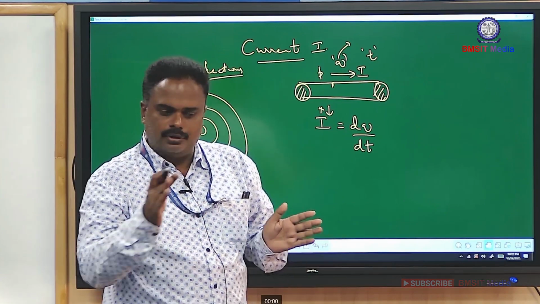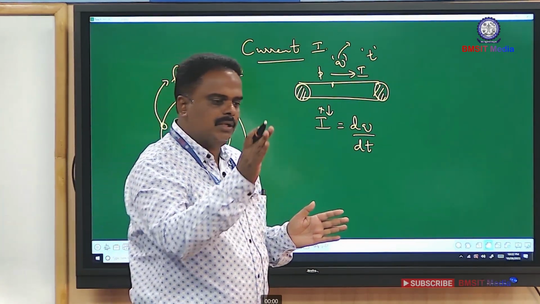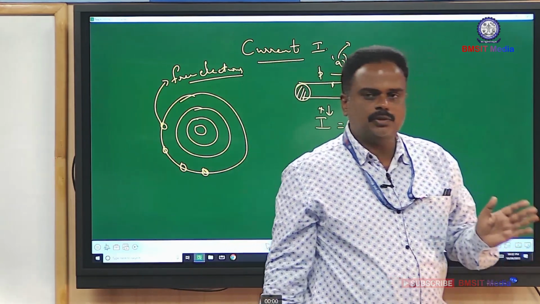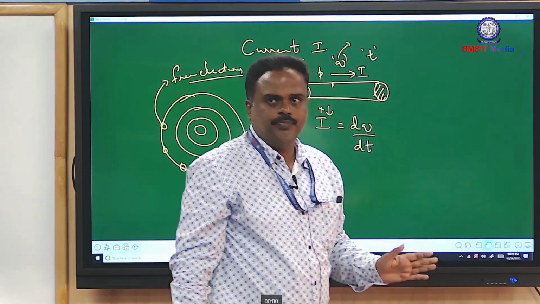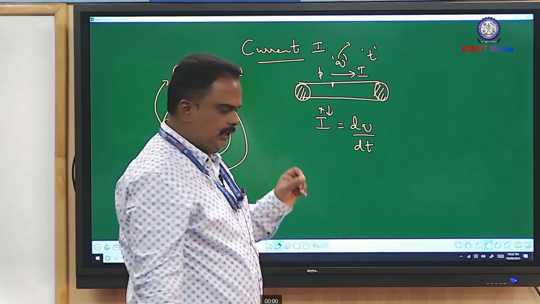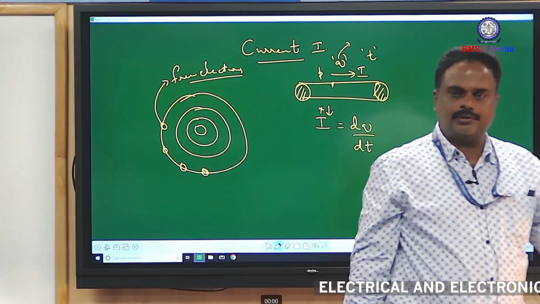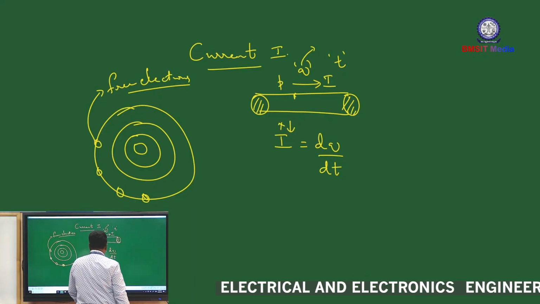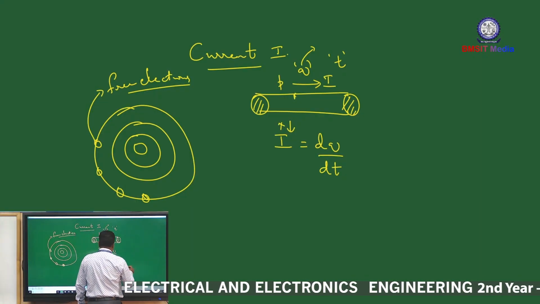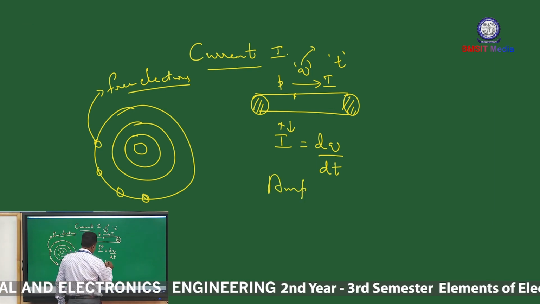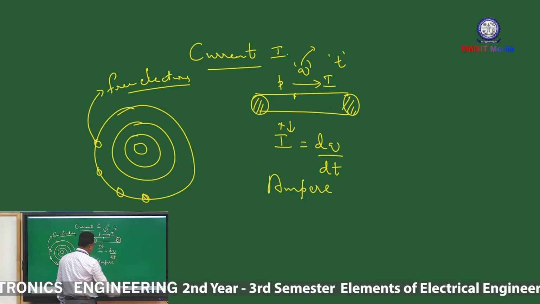How much charge is transferred across a particular point in a particular interval of time, that is what is known as current, which is the most important concept in any electrical circuit. Right? So the unit for current is ampere.